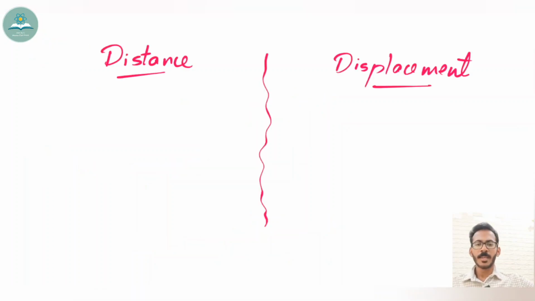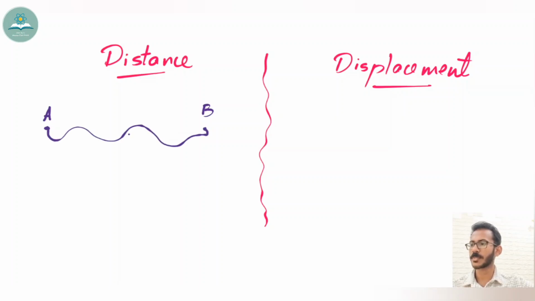Now, the two terms that we'll discuss here are distance and displacement. Think of an ant. The ant's initial position was here at A, and later the ant's position is here at B. The ant moved like this and reached here. So it was always changing its direction like this to reach here. Now, this complete path covered by the ant is called the distance.